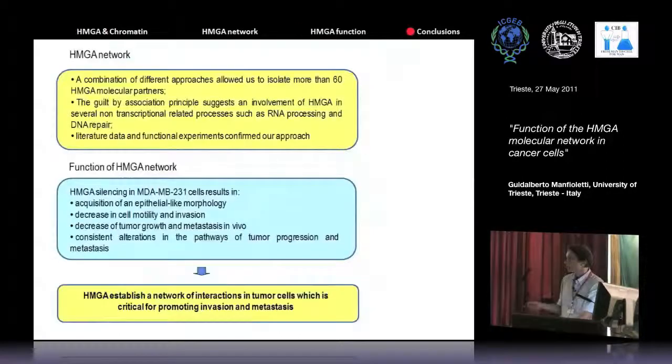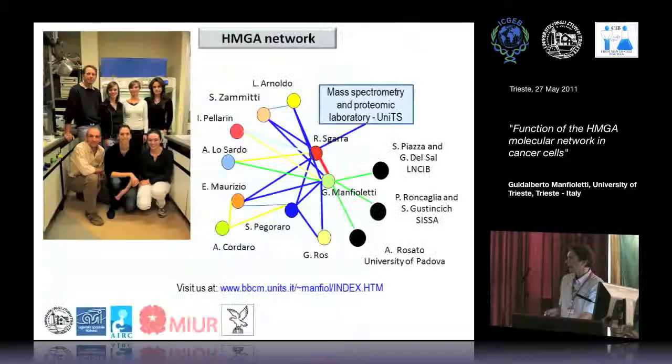So in conclusion, I would say that altogether these results demonstrate that HMGA establishes a network of interactions in tumor cells, which is critical for promoting invasion and metastasis.